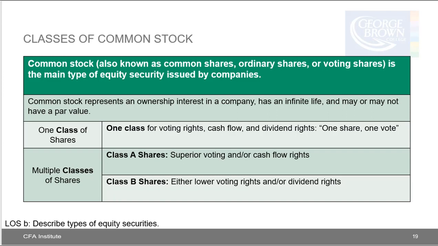So there's an important thing here to understand with regards to classes of shares. When there's one class of share, one class for voting rights, cash flow, and dividend rights, it means one share, one vote, okay? But you have to understand that some companies can issue multiple classes of shares. There might be a Class A share that has superior voting and or cash flow rights, and a Class B share that will have a lower voting right and or dividend rights.